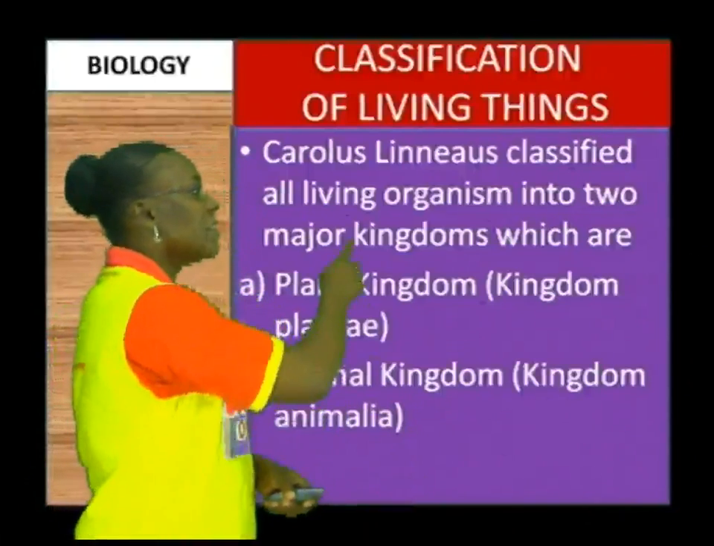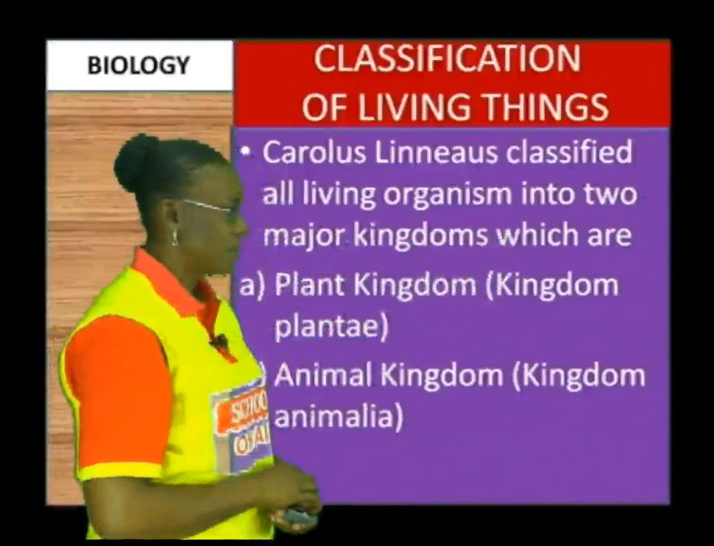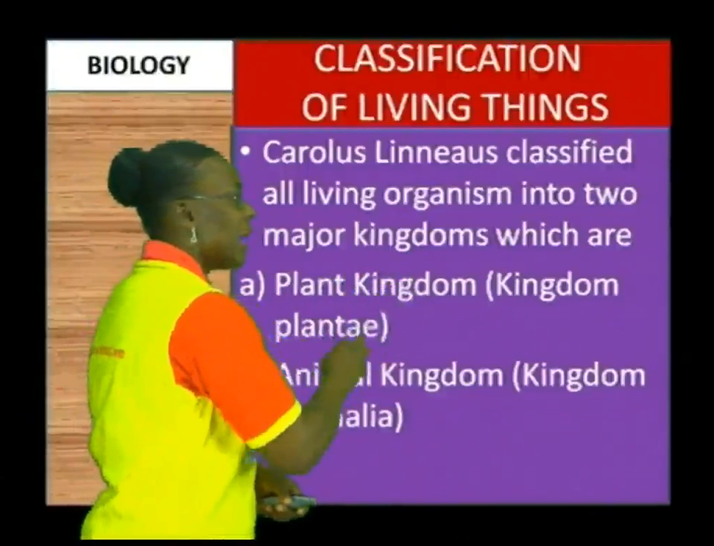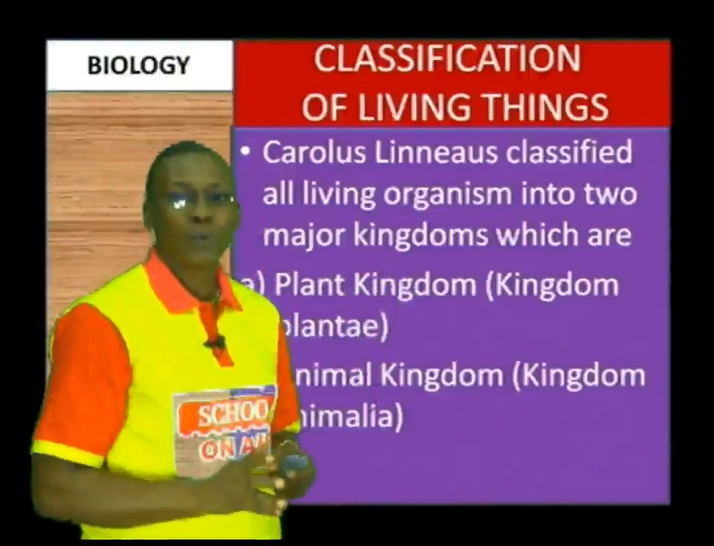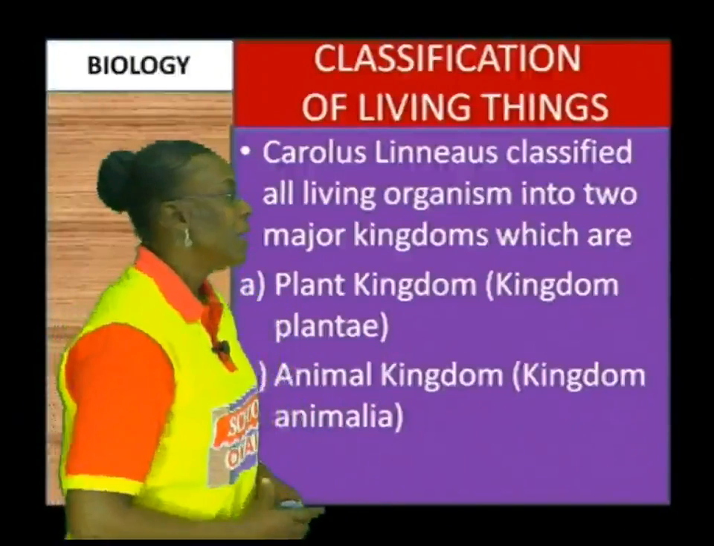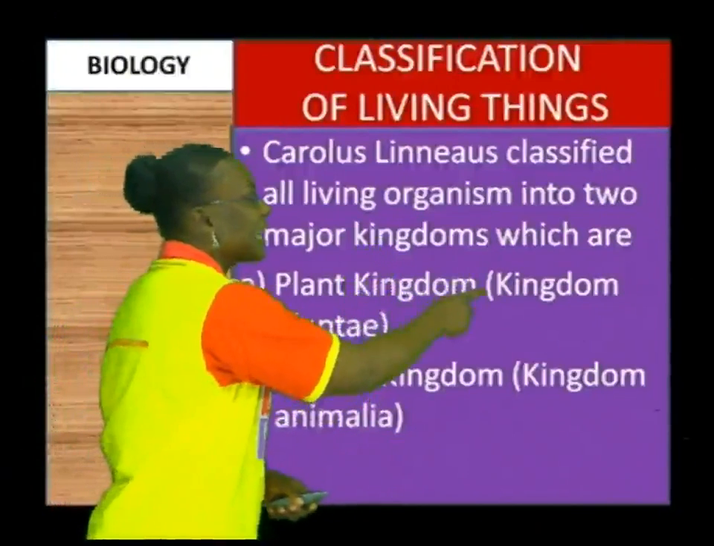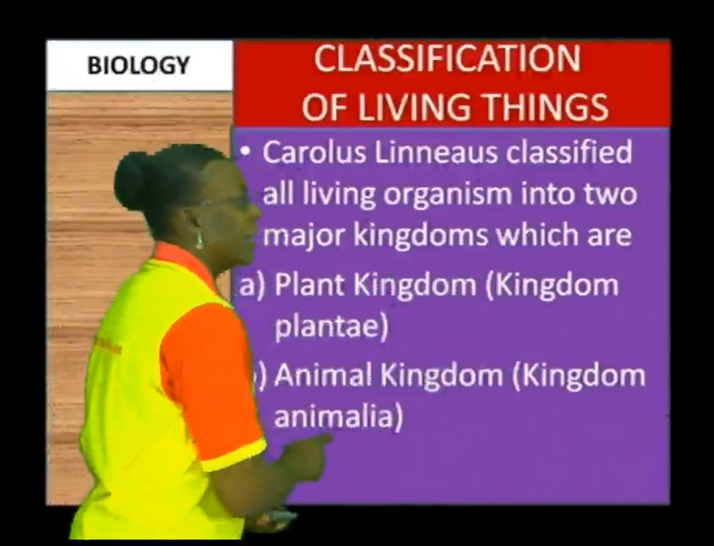Now, Carolus Linnaeus classified all living organisms into two major kingdoms. We have plant kingdom and the animal kingdom. He classified all living things into two kingdoms, plant kingdom and animal kingdom. Now, plant kingdom is called kingdom Plantae, and animal kingdom is called kingdom Animalia.